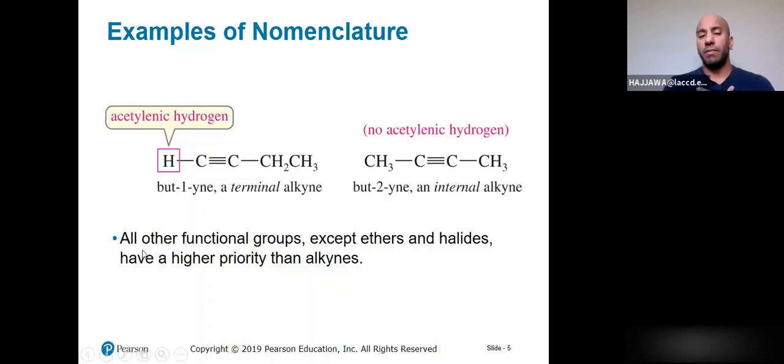Now, this is important to mention. All other functional groups, except ethers and halides, have higher priority than alkynes. What is that supposed to mean? If I have an alcohol in the chain, then the numbering will be closer to the alcohol group. If I have an alkene in the chain, then the numbering will be closer to the alkene. If I have a ketone, an aldehyde, or a carboxylic acid, they are all going to have a higher priority when numbering the chain, as they will be the parent name of the compound. The alkyne becomes a substituent in that case. Except if I have an ether or a halide, then the alkyne will be the one with higher priority.